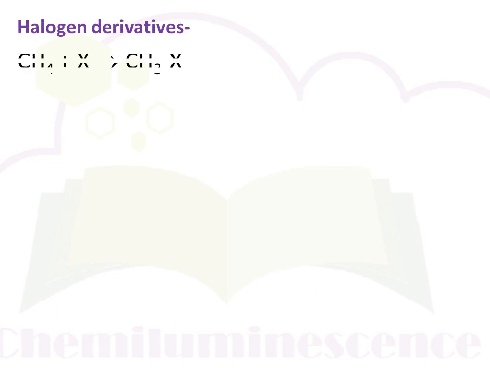Let's combine this. We'll see what halogen derivatives are with the help of an equation. In this equation, the hydrogen atom of methane is replaced by a halogen, and the product formed is methyl halide. This methyl halide is a derivative of halogen. Why is it a derivative of halogen? Because one hydrogen from the parent compound gets replaced by a halide or halogen atom. That's why the product formed is a halogen derivative.